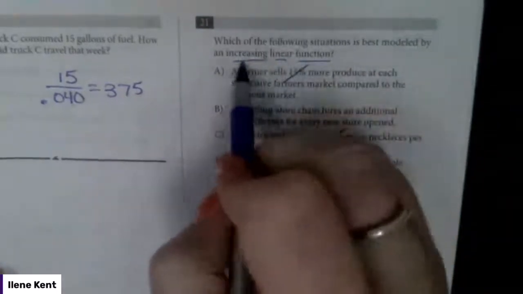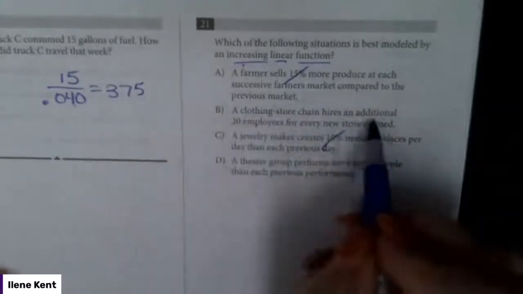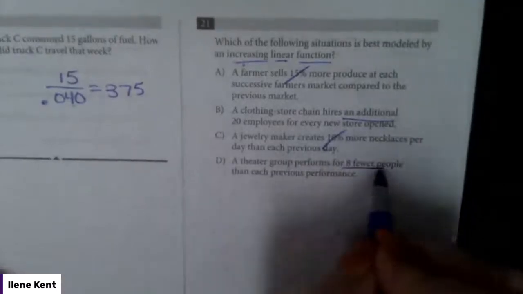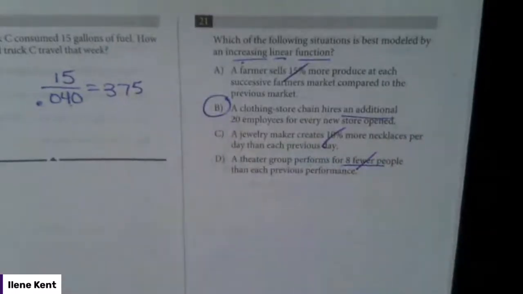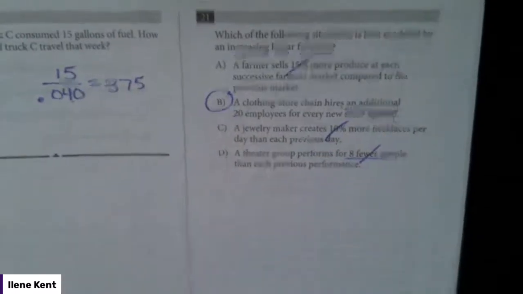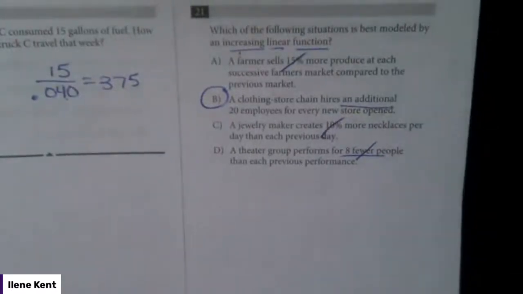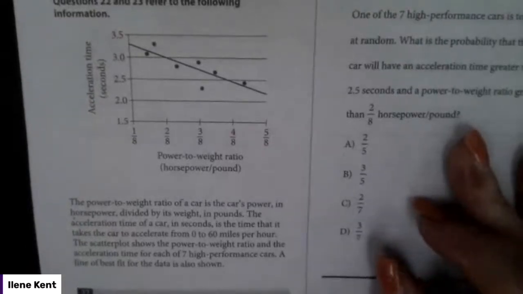And then it said increasing. Well, this says the clothing chain hires additional, or the theater group performs fewer. Fewer is not increasing. So I'm going with answer choice B. Look for your key terms when you're looking through your answer choices and try to eliminate the ones you know it cannot be.